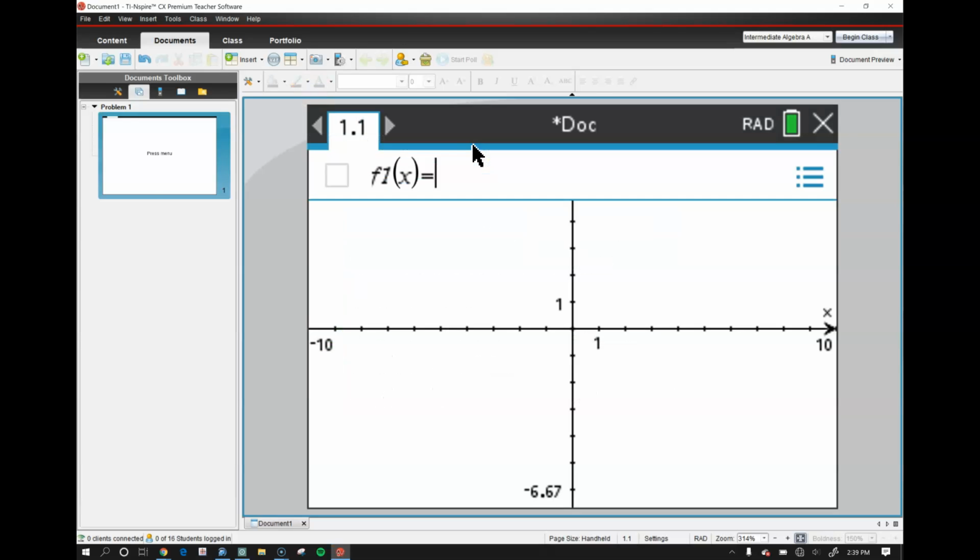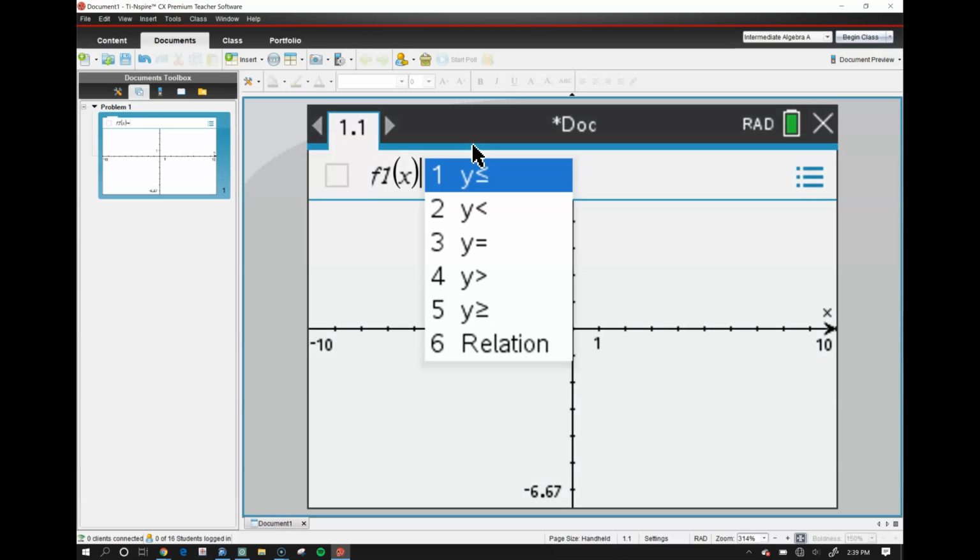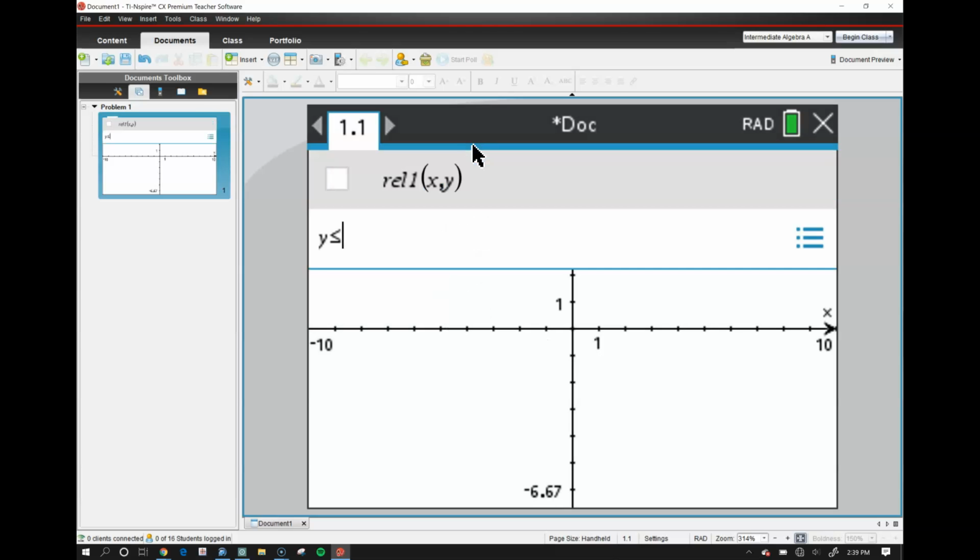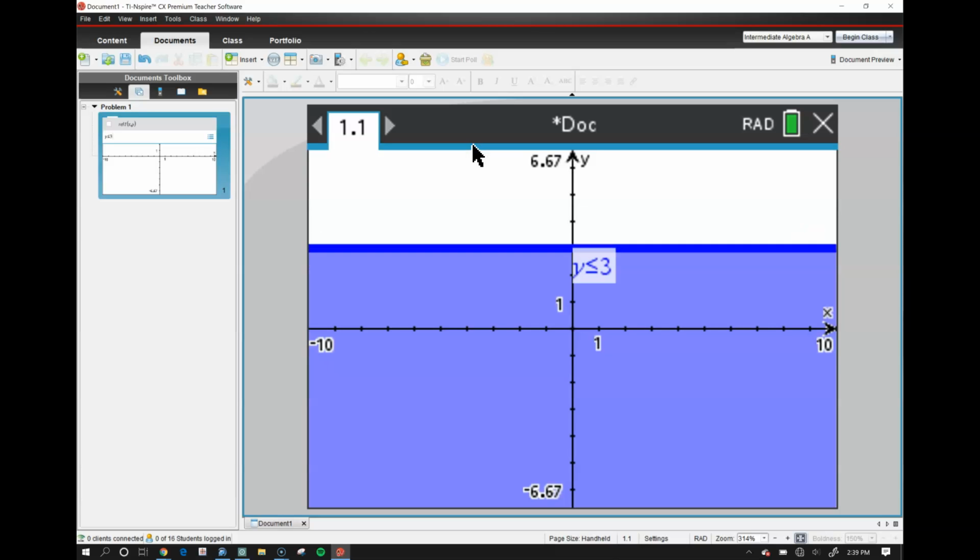So I'm going to go to graphs, and I need to graph my inequalities. The first thing I see is I don't need an equal sign. What I need to have is an inequality. Do you see where I am with the blinking? You can push delete, and then it pops up one of the inequalities. So the first inequality: y is less than or equal to 3. If I push enter, it graphs it.